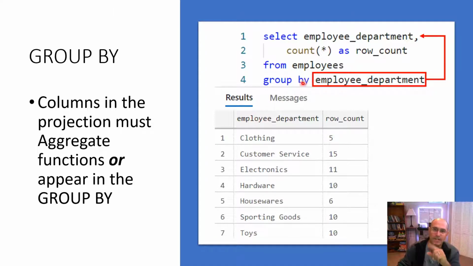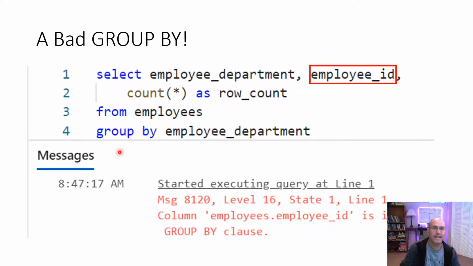So the important thing to recognize here is that if you include it in the select projection, it must be in the group by. But the reverse is not true. I can group by this and then just not show it, which would be weird, because then I would see these counts 5, 15, 11, 10, and I would have no idea that 10 was hardware because I'm not showing that in the projection. So while I certainly can omit it, it doesn't make sense to do the omission, actually.